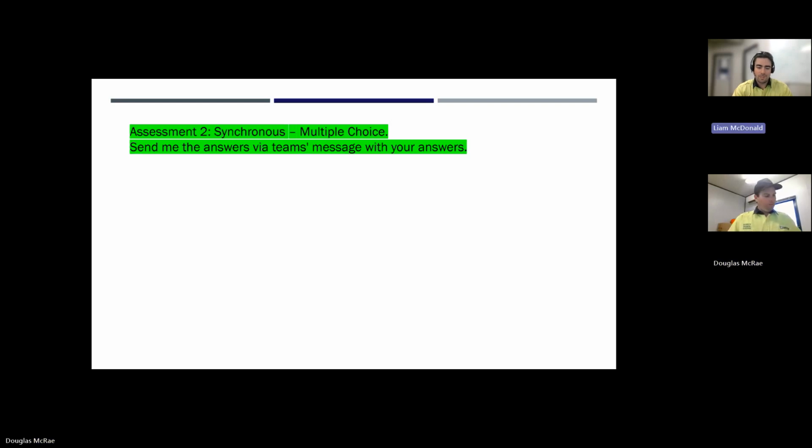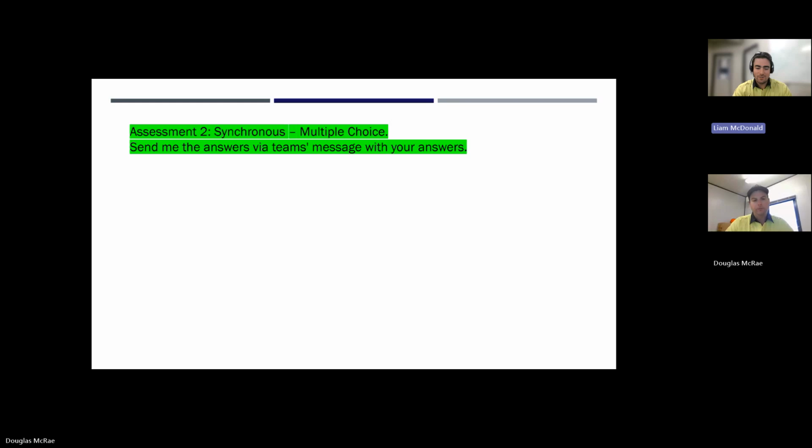The first one is why is it important to position your monitor at the correct height? I've gone with C, to reduce neck strain. That is correct. Question 2: stretching helps to, and I've gone with B, prevent musculoskeletal injuries. Yep.